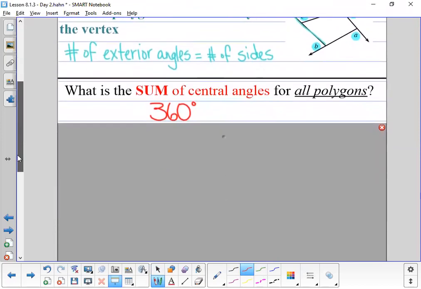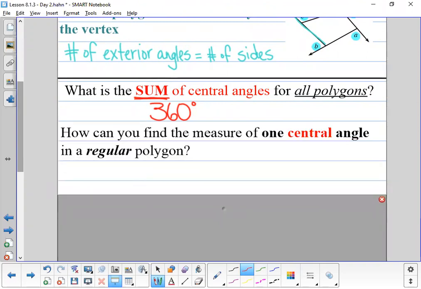It doesn't matter how many sides your polygon has. It doesn't matter if your polygon is regular or not. The central angles will add up to 360 degrees. Remember, sum means that they are adding up together.